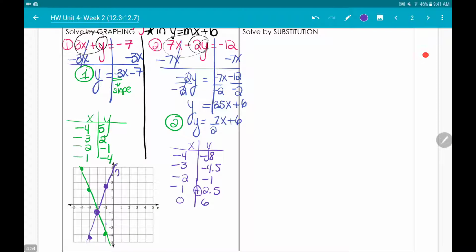Okay, so let me relabel. This was equation 2, this is equation 1. Our point of intersection is our solution, and we can see that point on both of our tables as well. So the solution to the system is negative 2, negative 1.